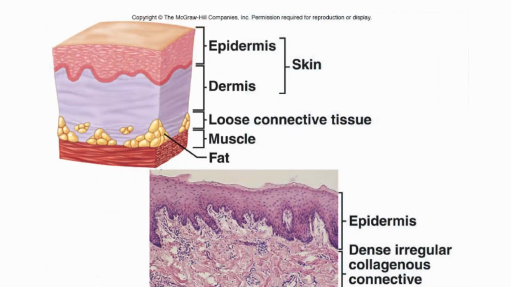So let's take a look at that. So here's an example of skin. The epidermis is going to be made up of stratified squamous epithelium. So that's an epithelial layer.